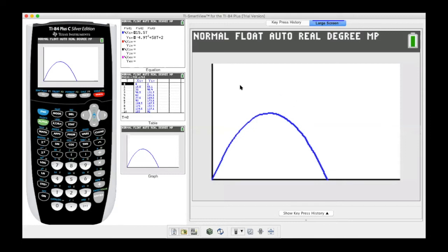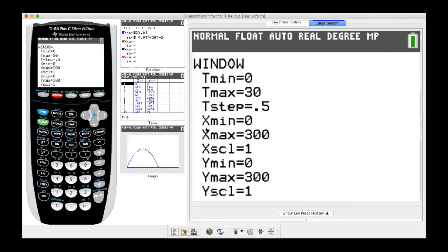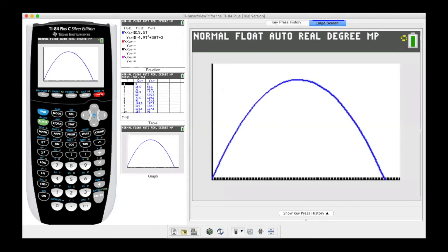Now, you can see that there's some dead space up top and there's some dead space to the right. So I'm going to go back into window real quick, and I'm going to decrease the X max. So I'm going to hit down, down, down. I'm going to decrease X max to 200. Again, that's a guess. And I'm going to decrease Y max to 200 just to see if the graph fills up more of the window. I'm going to hit graph. Okay. To me, that looks beautiful. None of it's clipped off. I can see the entirety of the curve.